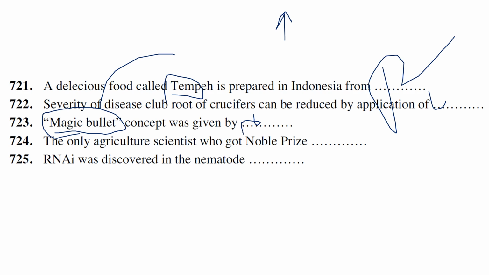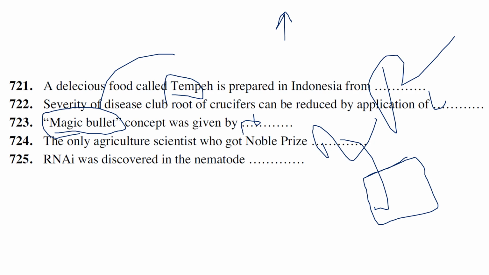Okay. The next one: the only agriculture scientist who got a Nobel Prize is the father of the Green Revolution, Norman E. Borlaug. He is the only one who got the Nobel Prize in the section of peace, the Nobel Peace Prize, in 1970.